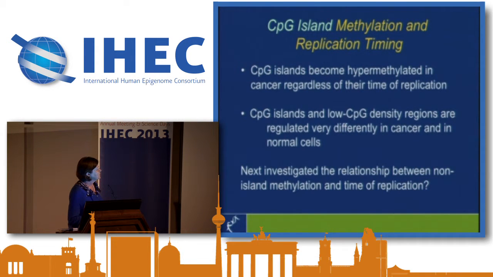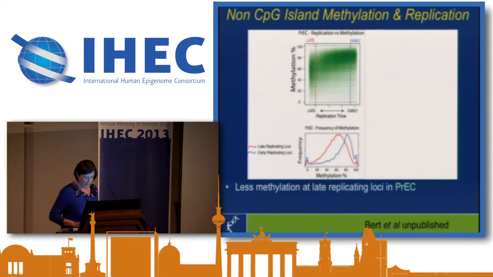So we then went on to look at low-density CPG promoters, because CPG islands appear to be controlled in their methylation differently to low-density CPG regions. So to look at non-CPG island methylation, we used our whole genome bisulfite sequencing data, and again looked at the differences in the normal and cancer cells. And this shows you in the normal PREC cells, we're here looking at late replication over this side, or genes that replicate early over this side, and this is looking at the percent methylation, and this can be summarised here.